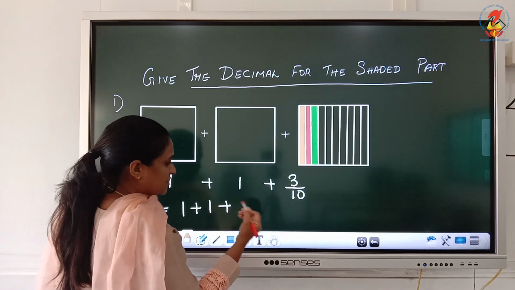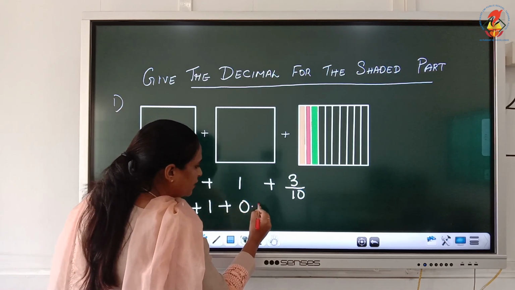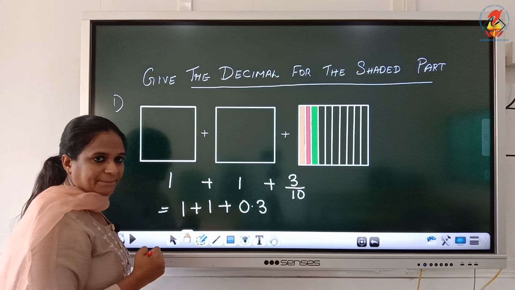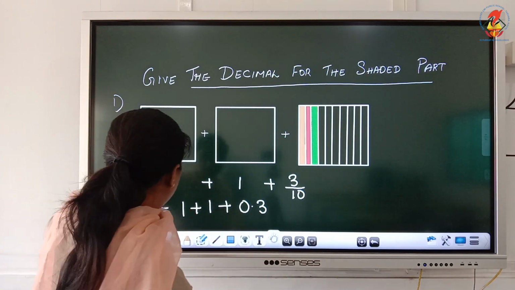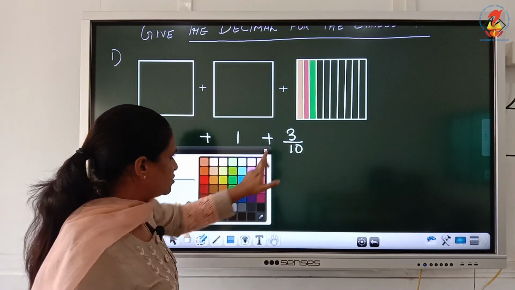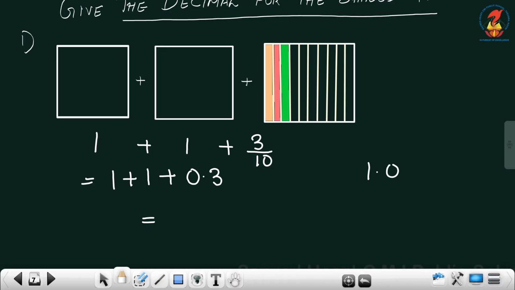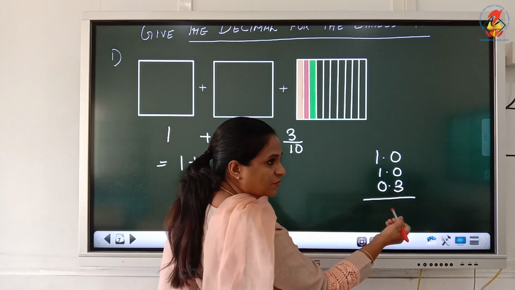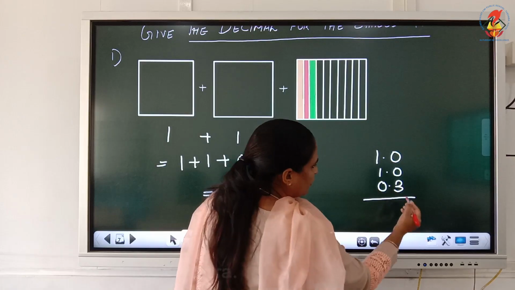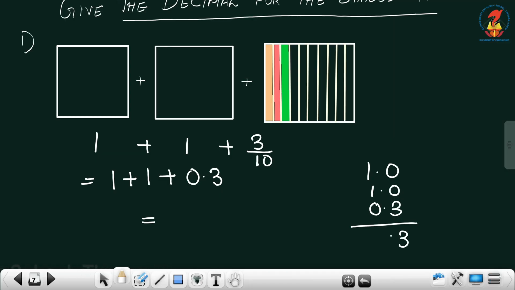How do you write in decimal? You write 0.3. Got it? Now after that, you need to add all together. So you get 1.0. You can write like that because you have 0.3. Either if you write 1, it's okay, but next to the decimal point you have to separate it. So 3 you will get, 1 plus 1 you get 2. So 2.3.